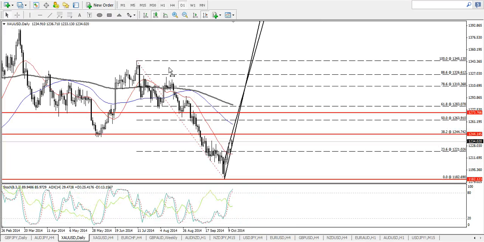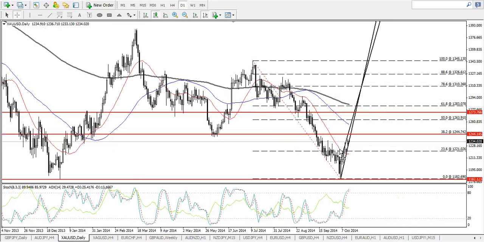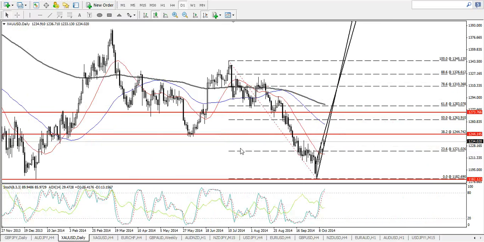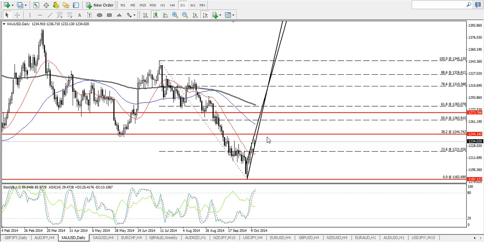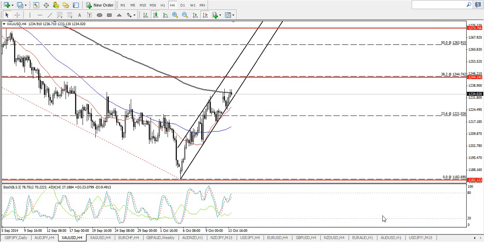The very first resistance level that we're going to look at is the price of 1,244 at the retracement level of 38.2%. Of course, you can see that this level is a previous support level, so I'm looking at this level to turn into a resistance level, a support turned resistance level. So that is the level I'm looking for on the gold.